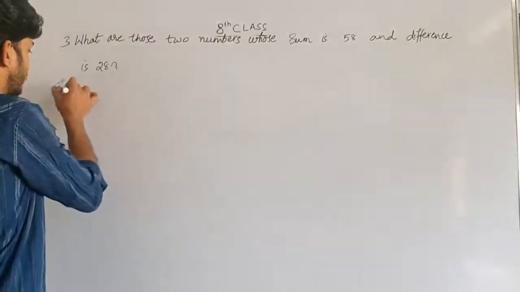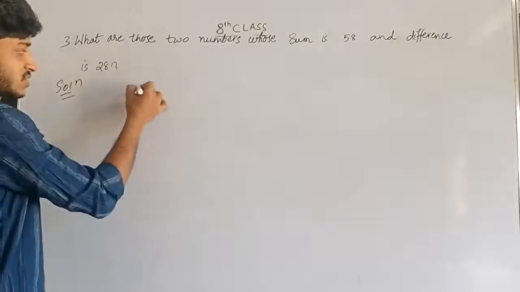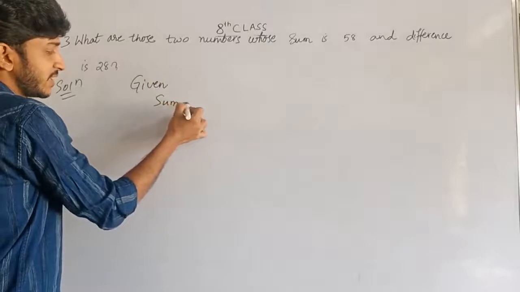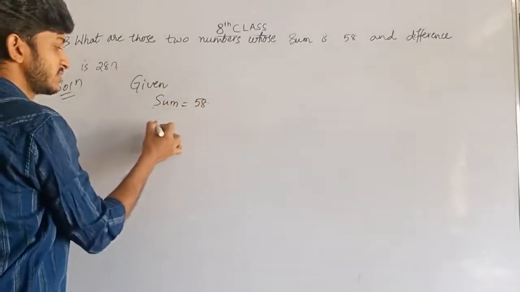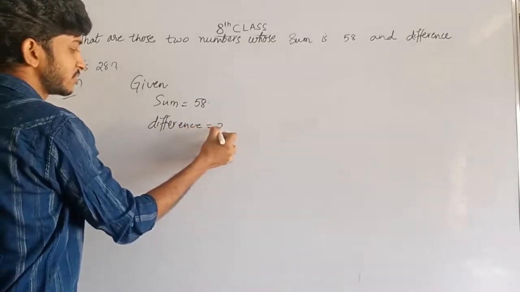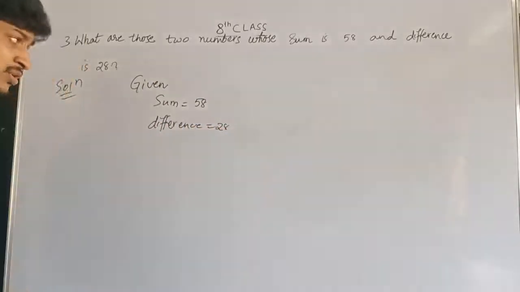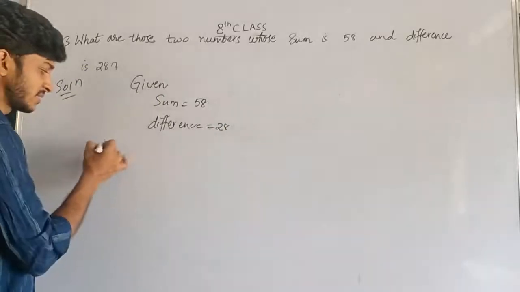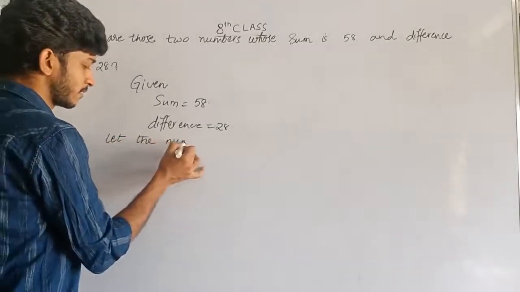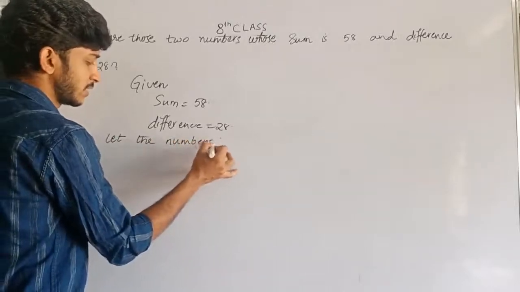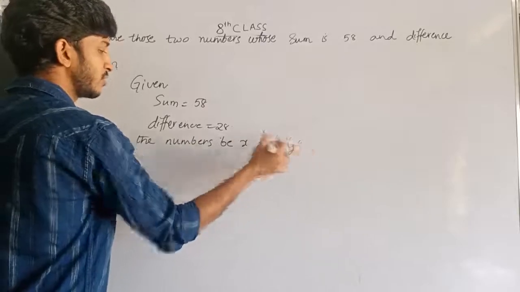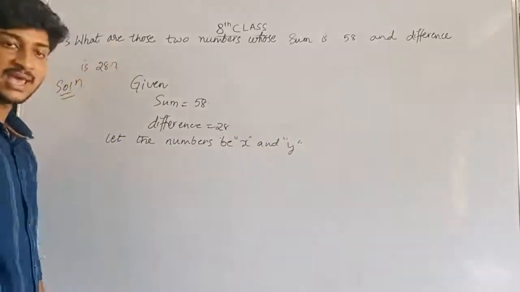So first of all write what is given in the question. Given: sum, what is the sum here? 58. Difference, what is the difference given in this question? 28. We don't know the two numbers, that's why, same as the previous one, let the numbers be x and y.